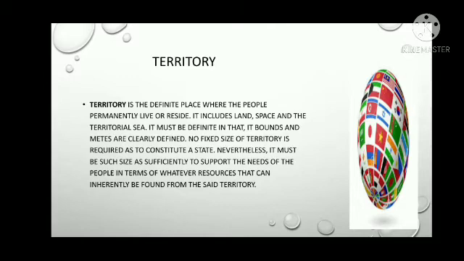In addition to this, territory is also important because in international law, jurisdiction, which is an attribute of state sovereignty, is exercised primarily on a territorial basis. And also, the territory is one of the attributes of a state.